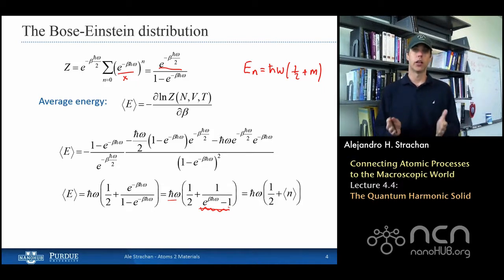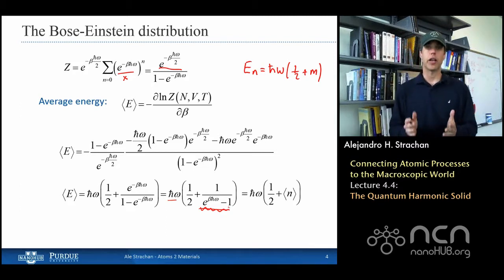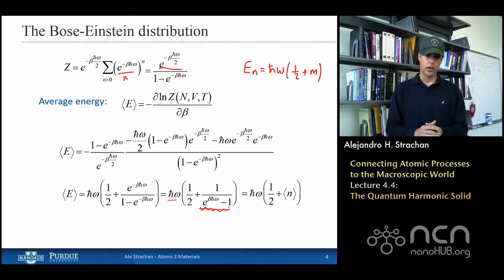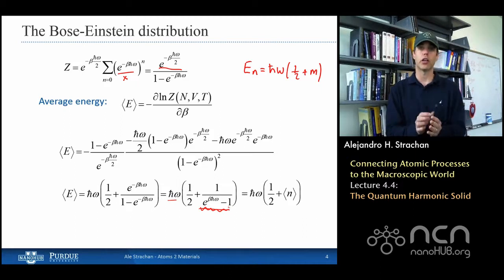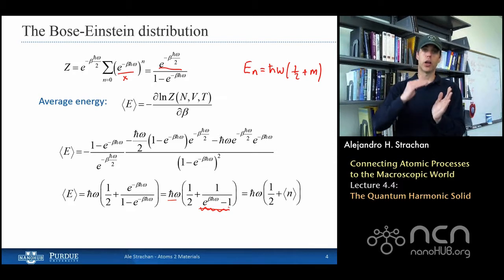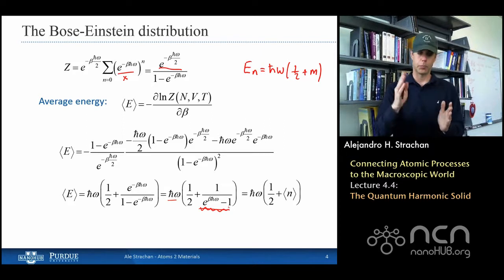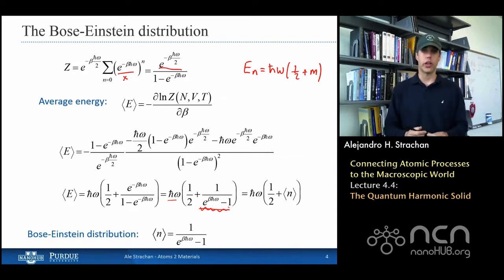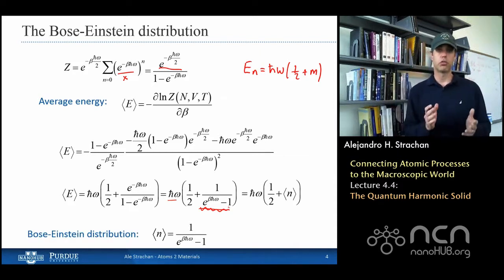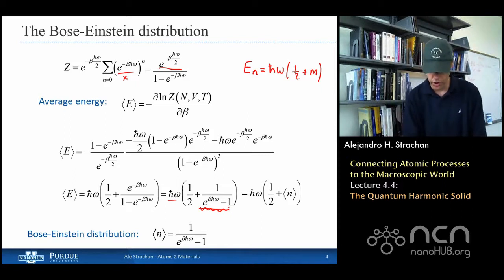And with that, that is going to define my average n, okay? And that is the excitation of that particular harmonic oscillator. In average, at what level of energy this quantum oscillator will be for the particular energy, okay? That expression there for n is called the Bose-Einstein distribution, okay?